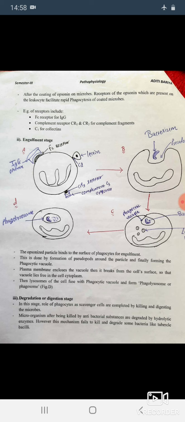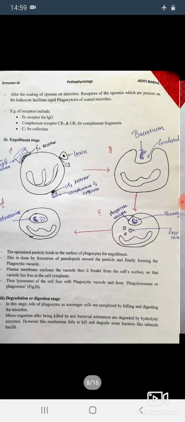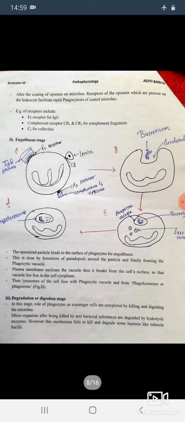In the first picture, you can see the A site. In the A picture, immunoglobulin G opsonin binds with the Fc receptor, right? Or collectin binds with the C1 receptor, or complement protein binds with the CR3 receptor. So either of these, the substance, or you can say microbe, binds with one receptor. આમાંથી કોઈ બી એક સાથે bind થશે. Then in B picture, you can see they start to form pseudopod. Pseudopod means deep and deep layer.